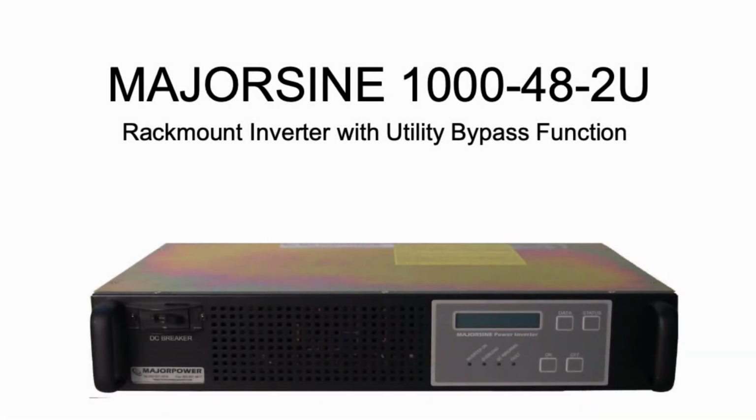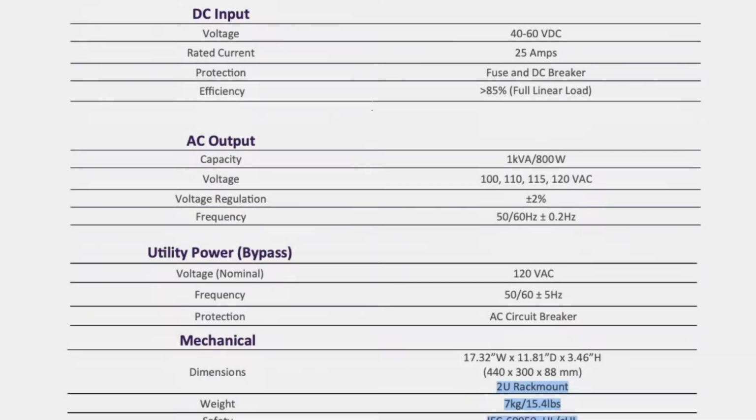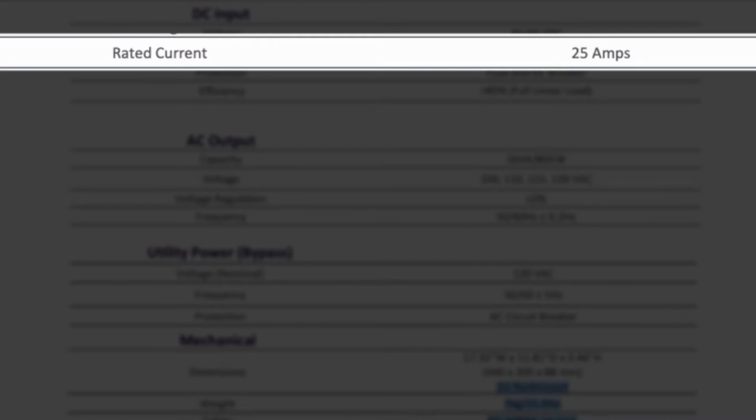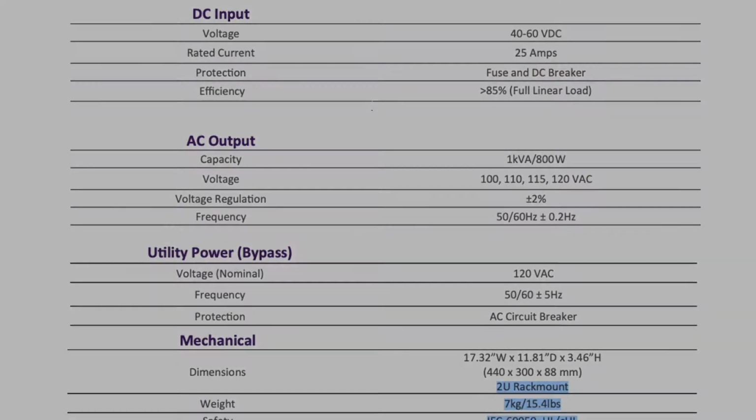The maximum input current for the inverter is 25 amps. The breaker used will be 25 amps divided by 0.8, or 32 amps. I'm moving this up to a standard size 40 amp breaker since there is no 32 amp breaker.